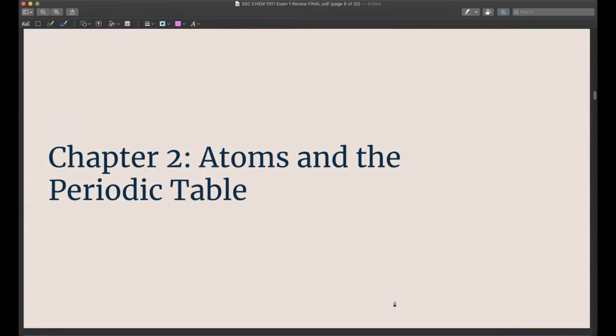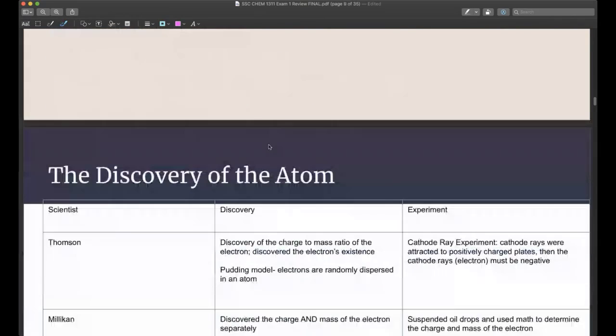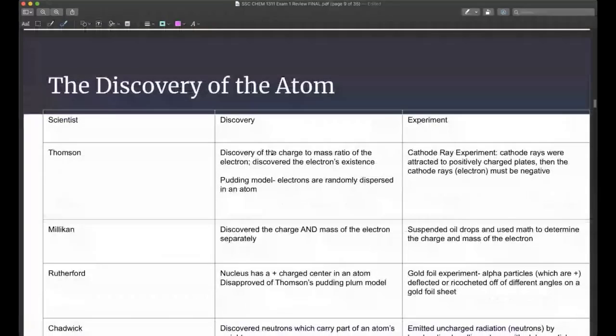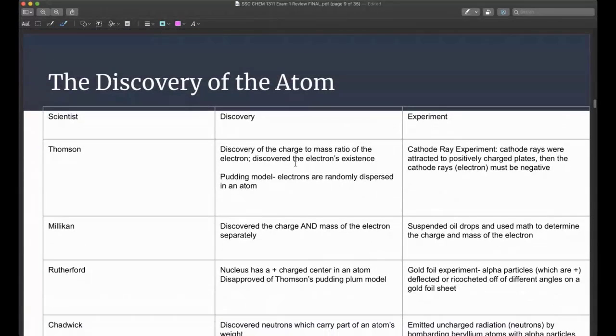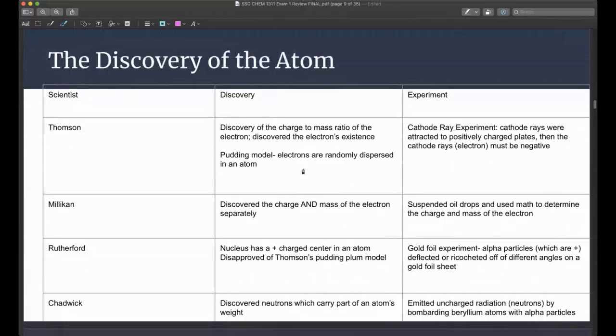Now we're going to switch gears and talk about chapter 2, atoms and the periodic table. The discovery of the atom was made by different people, and I'm going to cover some of the big ones here. First, Thomson is credited with the discovery of the charge-to-mass ratio of the electron. He essentially said that the electron is the thing, and he also came up with the plum pudding model where electrons are dispersed in an atom. His experiment is the cathode ray experiment.